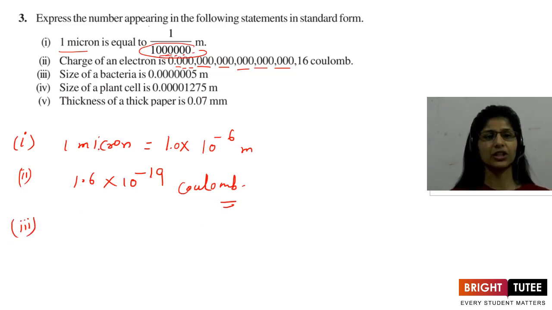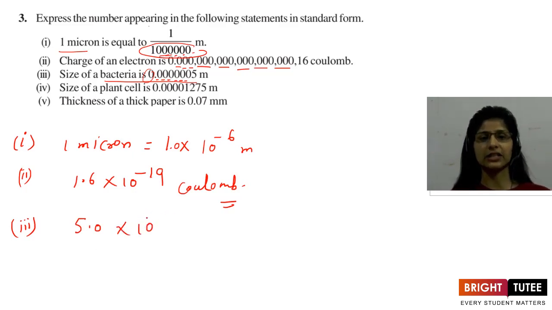In the third part of the question, we have size of bacteria, that is 0.000005 and so on. So the decimal in the standard form should be after 5. The whole part can't be 0. So just see 1, 2, 3, 4, 5, 6 and 7. So after 5 we are shifting, that means 7 places towards right, so negative power.